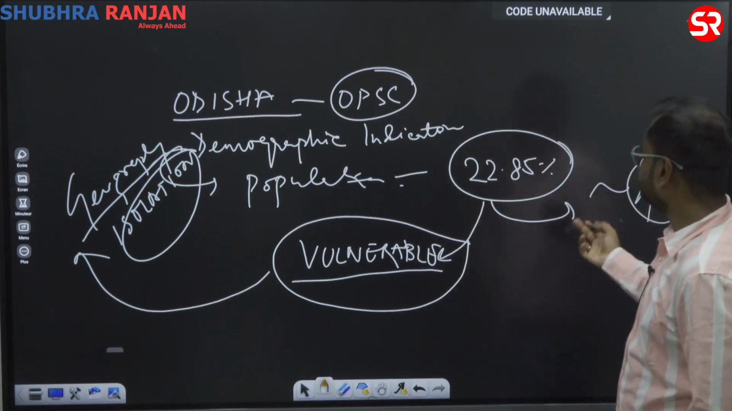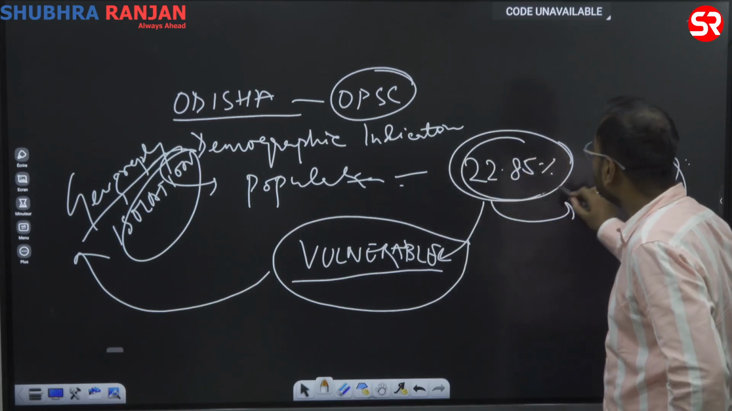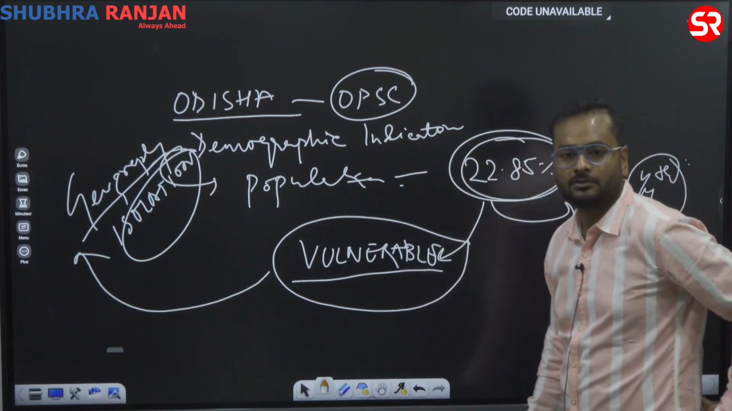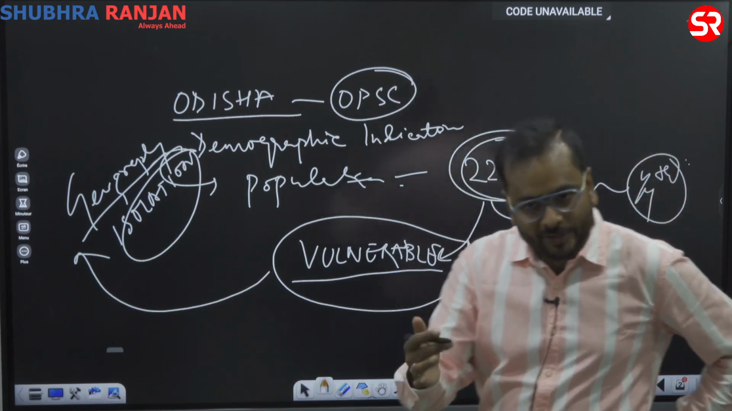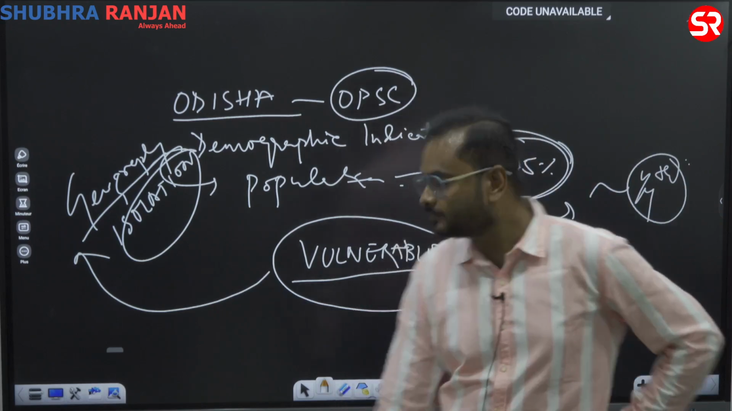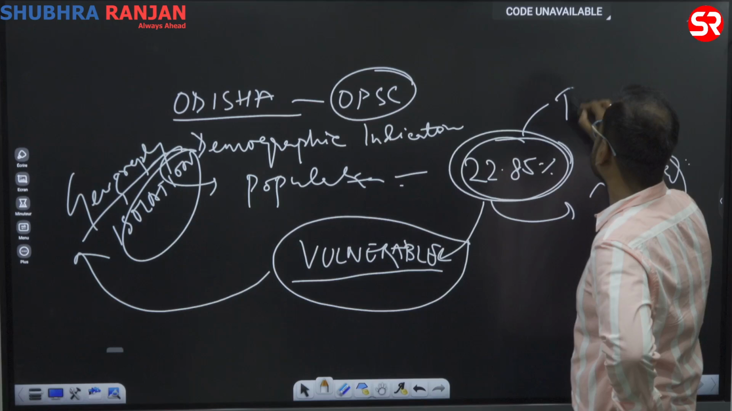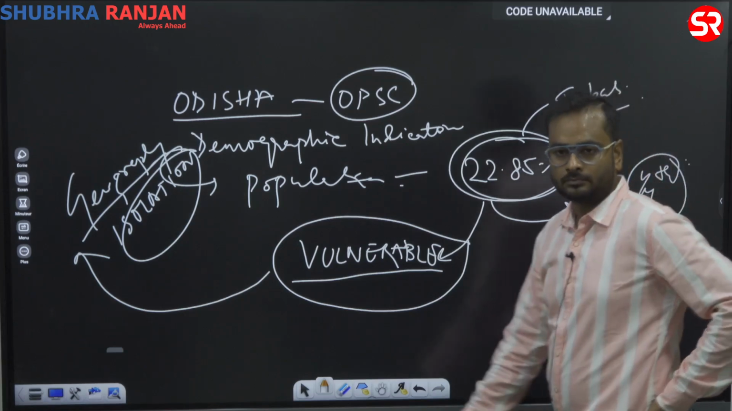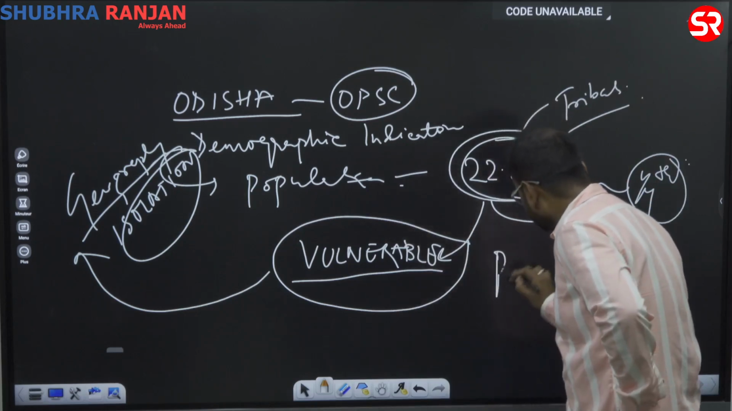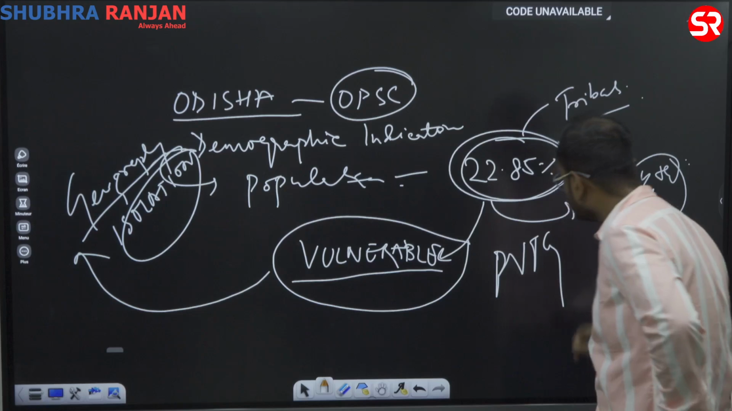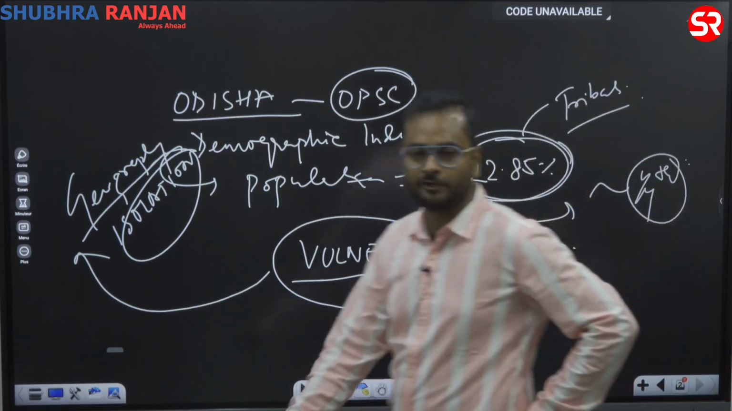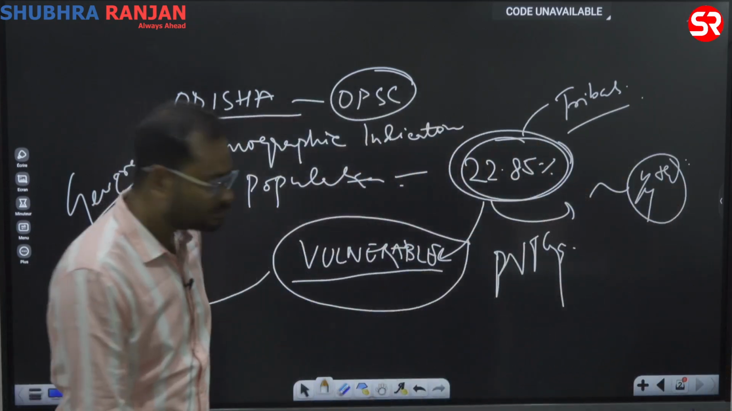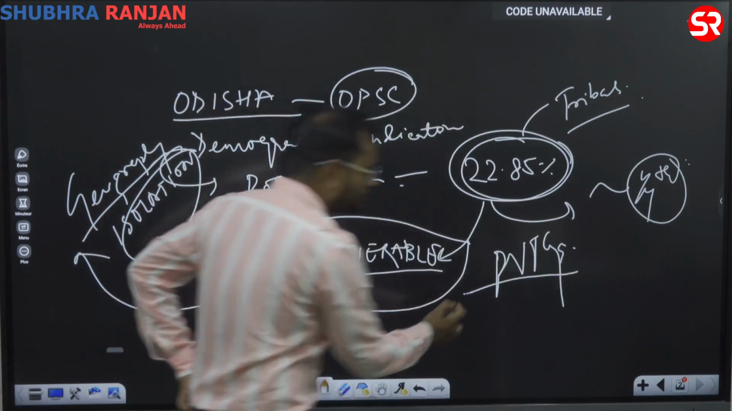Then, if 22.85% of the population in our state are tribals, the next step is to talk about PVTGs. Have you heard of the term PVTGs? Particularly vulnerable tribal groups. We'll go through it in quite some detail.